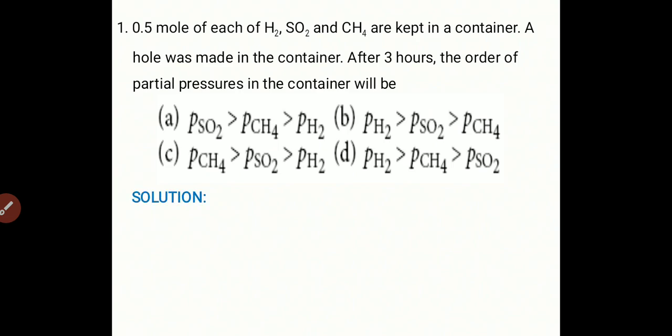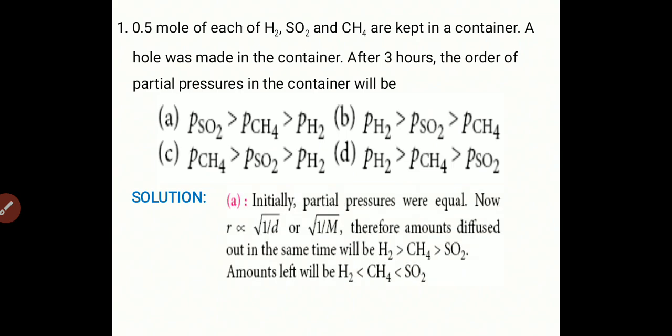Here, how to tackle this type of question is that when the hole is made, the gases are passing out through the hole, which is nothing but diffusion, so you have to consider Graham's law of diffusion. According to that, rate is proportional to root of 1 by d, or nothing but 1 by M. Therefore, the amount diffused out in the same time will be more for H2, because the molecular mass is less. Hence the rate of diffusion is hydrogen more than methane more than sulfur dioxide. Hence the amount left is sulfur dioxide more than CH4 more than H2. Because of that, sulfur dioxide partial pressure will be more. So the answer for this question is A.